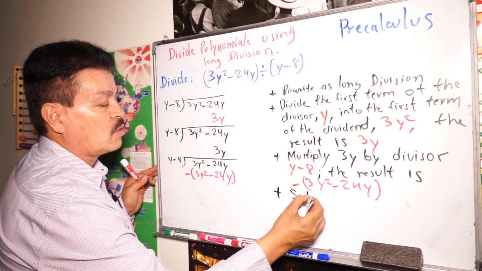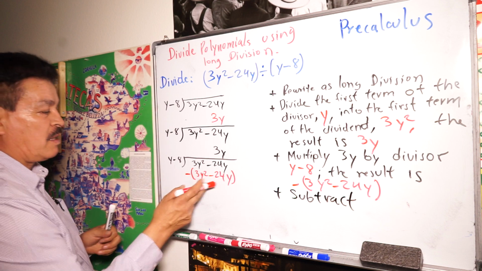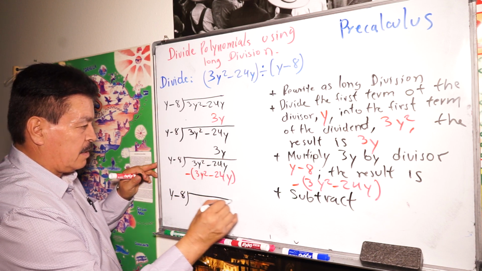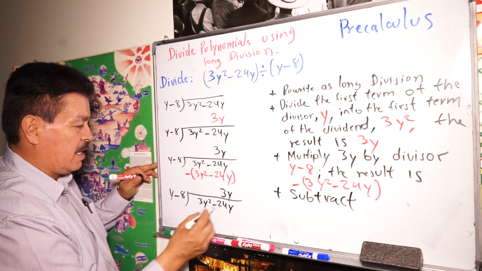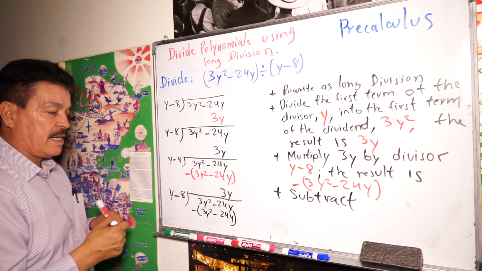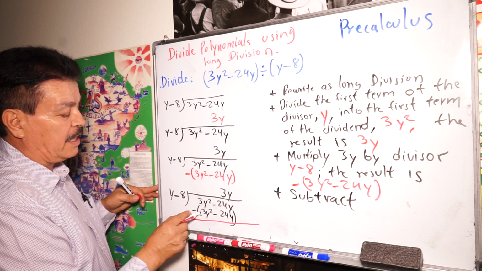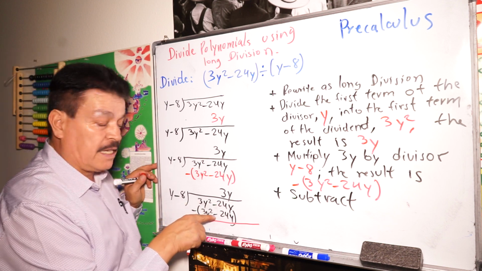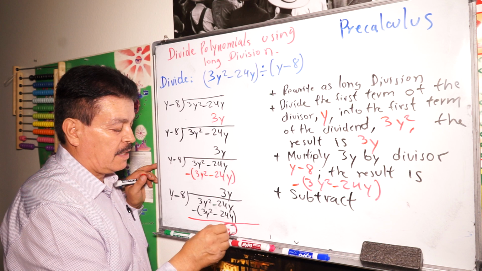Next step is subtract. Subtract what? I'm going to write again the whole process to show you how to solve it. So here is 3y squared minus 24y, minus 3y to the second power minus 24y. We have to subtract here. Negative 3 and positive 3 is 0. The negative sign changes the sign of the other term, so it becomes positive 24 and negative 24. The answer here is 0.